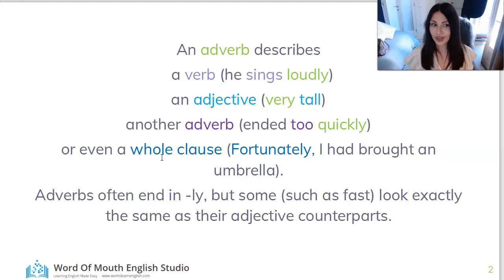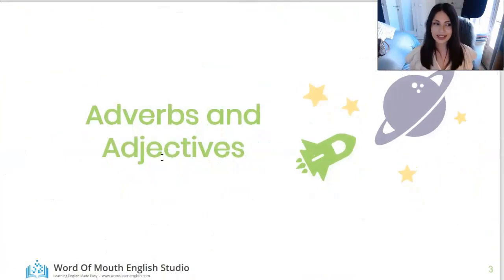Now, it's true that adverbs often end in the suffix ly, but some adverbs, including words such as fast, for instance, look exactly the same as their adjectives. So it can sometimes be confusing to tell what is what. Is it the adverb that I need? Is it the adjective that I need? And what's the difference, right? So there are different types of adverbs, and sometimes adverbs look like adjectives. So that's another thing. Let's go on to talking about these two and the variations in structure.